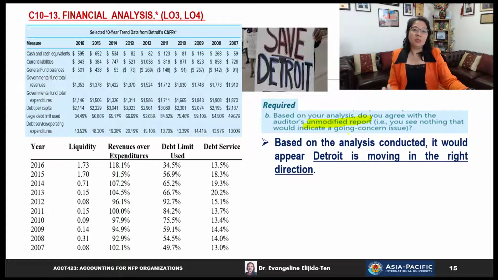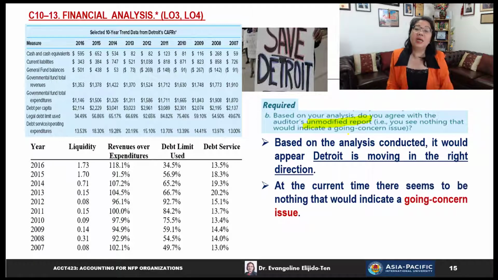All right, so based on the analysis that we've conducted, it would appear that given that Detroit's liquidity is increasing and has improved, particularly in the last 2 years, as well as the revenues over expenditures being healthy in 2016, 118.1 above the 105% good indication, then we can say that Detroit is moving in the right direction. Even its debt limit used, debt service are improving.